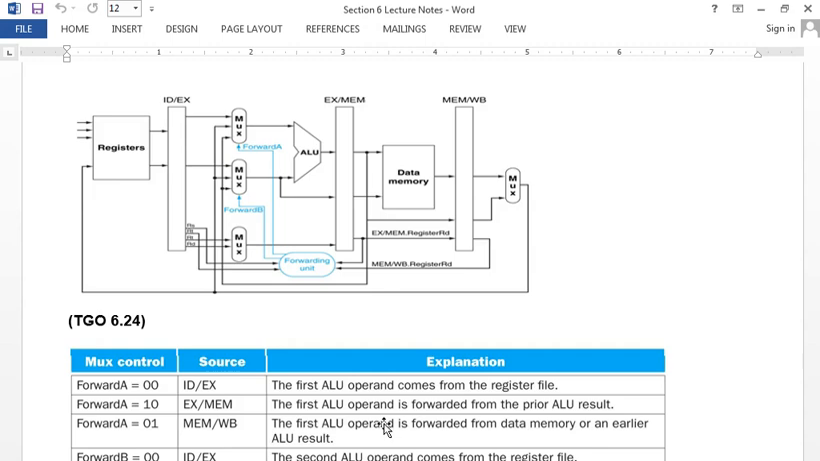And what happens if I have 3 instructions where I'm updating the same value? Then I would make a comparison here. And obviously I would want to use this one because that's the most recently updated value.